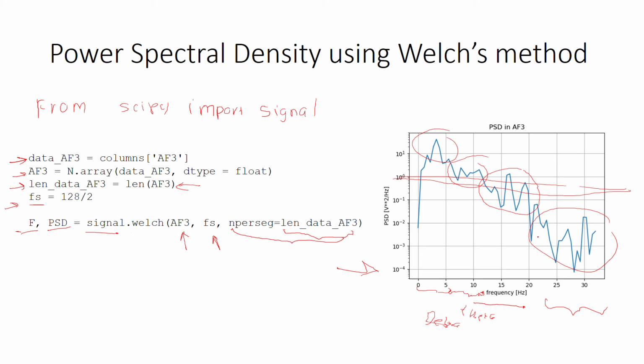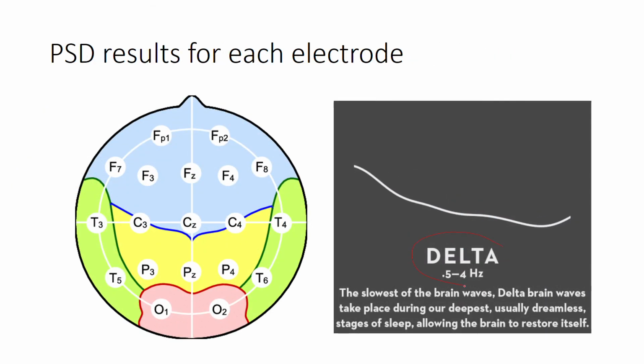Probably you're trying to describe that you have high power in delta. Delta is the slowest of the brainwaves. Delta brainwaves take place during our deepest, usually dreamless stages of sleep. Delta corresponds to the frequency band you see when you're sleeping or unconscious, because the brain is not working at full. So you will probably have delta when you're dreaming or sleeping.